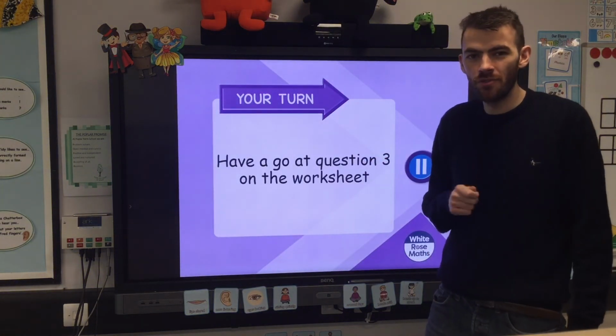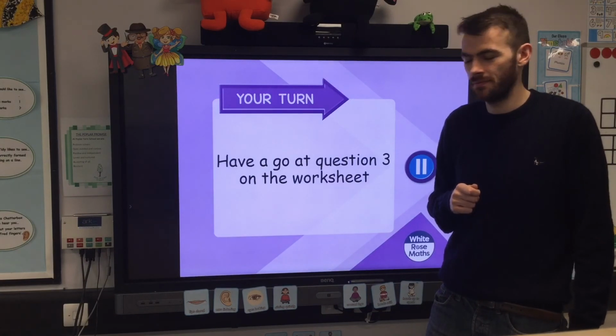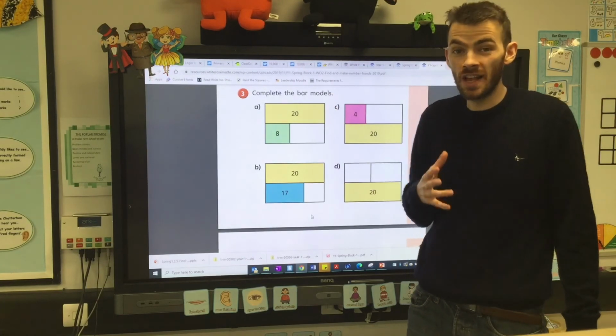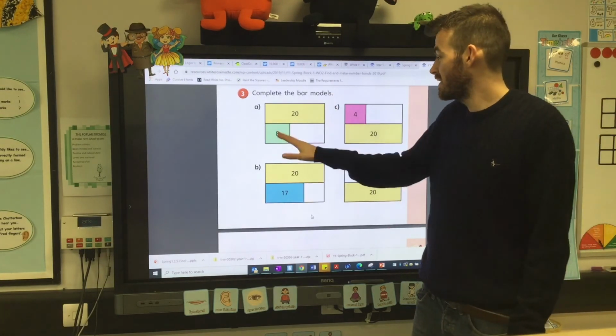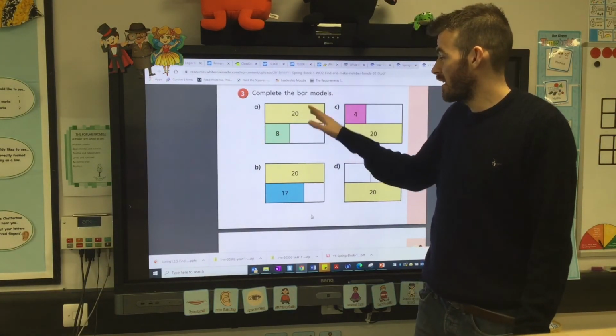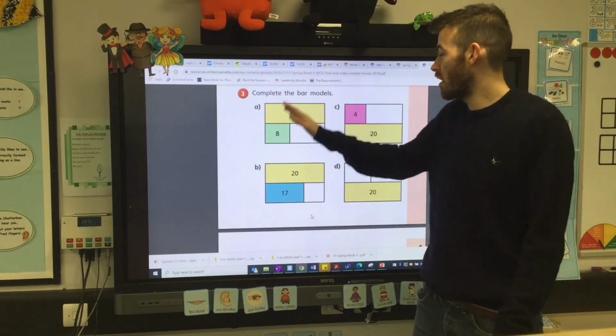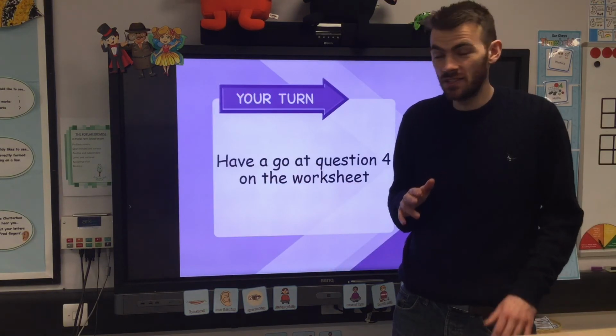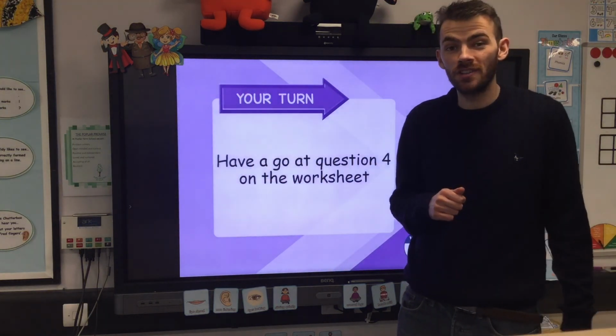Have a go at question 3 on the worksheet. On question 3 you have some bar models. These are just like our part-whole models. 8 is a part, we have a missing part, and 20 is the whole. And your job is to figure out what the missing part is. As a final challenge, have a go at question 4 on the worksheet.